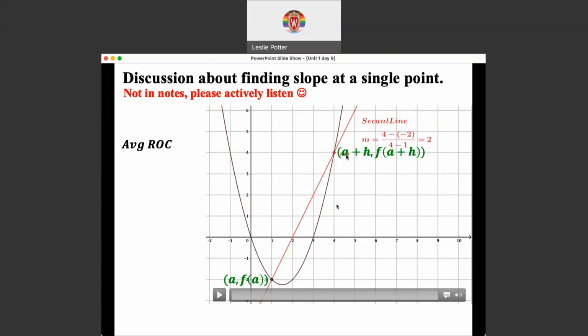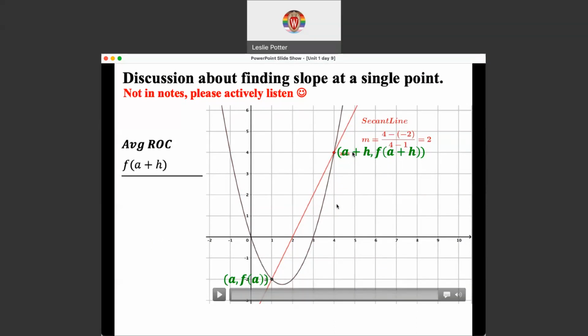But really, it's location A, and then we've moved to the right a certain distance h. And this distance h is variable. I'm going to bring this point back to this point. So let's let this play out here. If we looked at our average rate of change, and if I just call this a plus h, we know this is 1 plus 3, right? We're out here at 4.